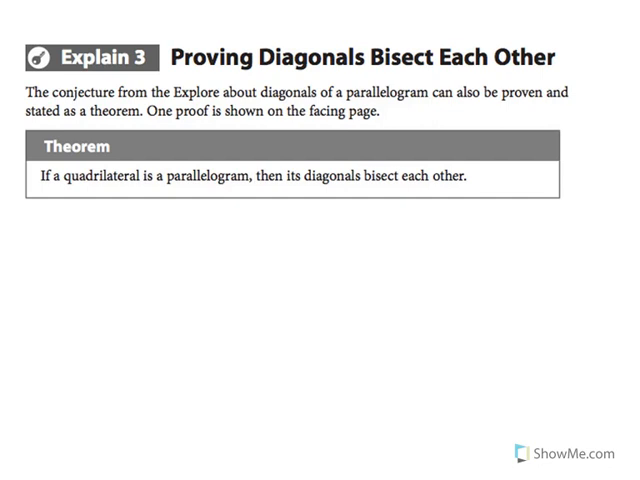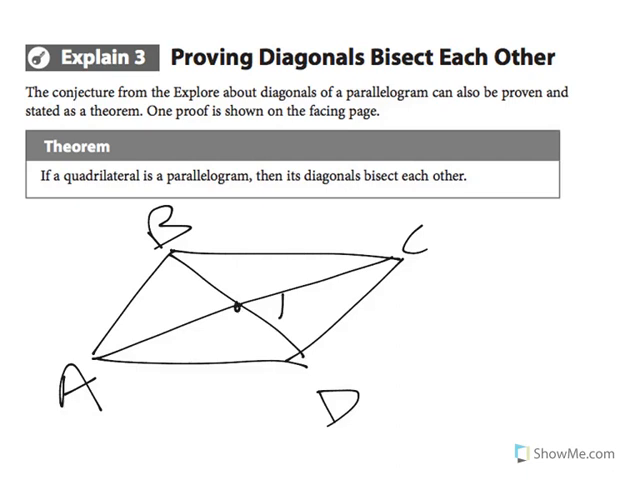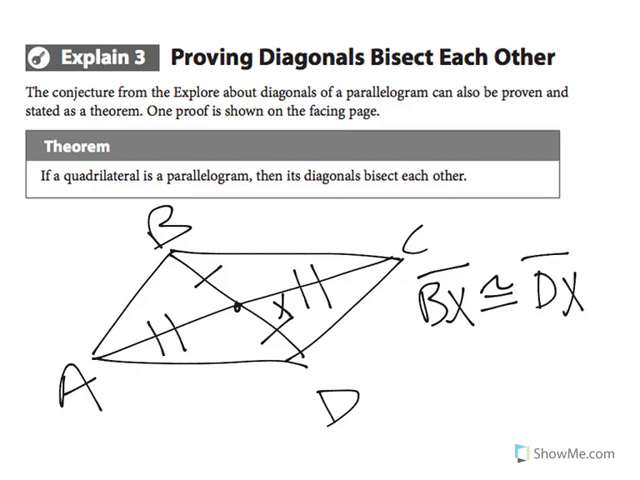Okay. Proving diagonals bisect each other. Theorem: If a quadrilateral is a parallelogram, then its diagonals bisect each other. So here is an example. Here we have a parallelogram called ABCD, and we can draw our diagonals and call the intersection X. That means that BX is congruent to DX, and AX is congruent to CX.